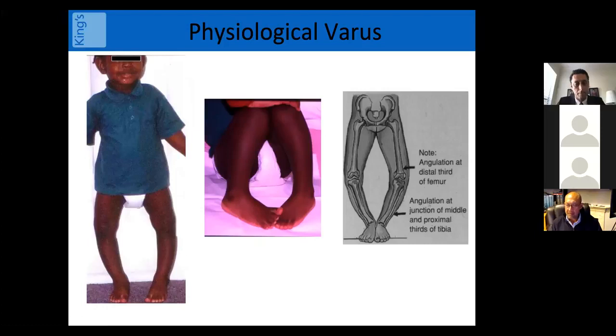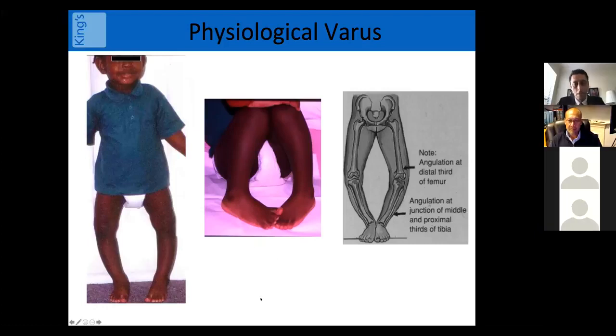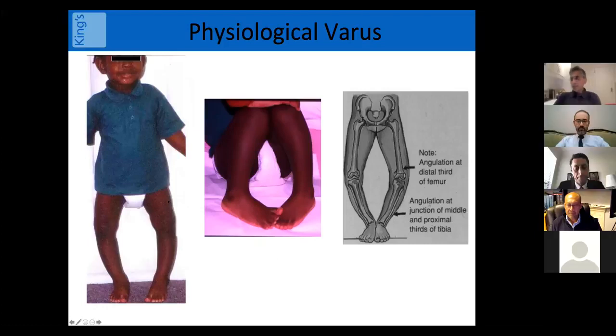So when you see a physiological varus, it is age appropriate. That means depending upon the race, the child should be in that age bracket. And it is a smooth deformity, and it is often, almost always, associated with internal torsion. By flexing the knees, you can see this very clearly here. So it's smooth, no steps, and that is important to take on board.